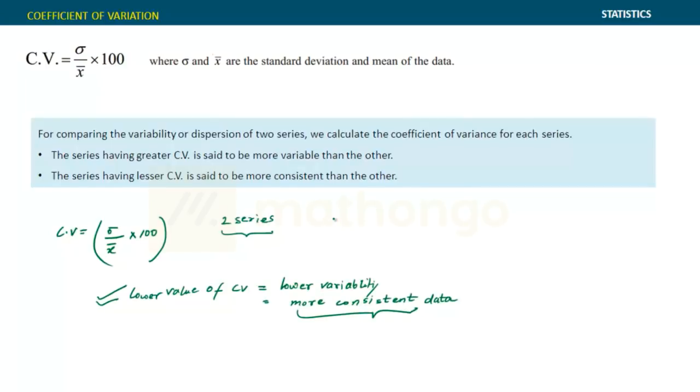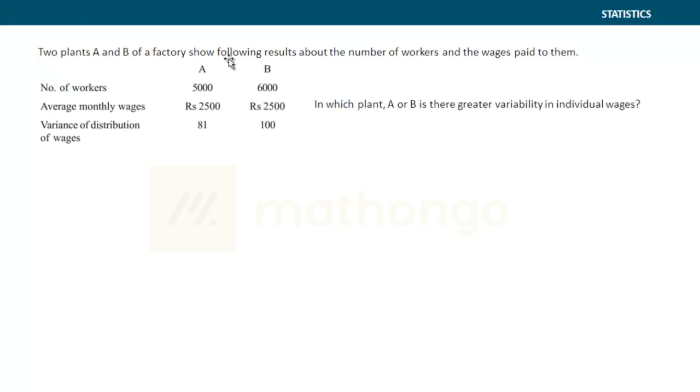Okay, let's try and apply them in a question. So here are two plants A and B which produce goods, with the workers and the wages paid to them. So A has workers 5,000, right? And the average monthly wages, so x bar, is 55,000 that is given to us. Variance, that is sigma square, is given to be 81 for this particular factory.